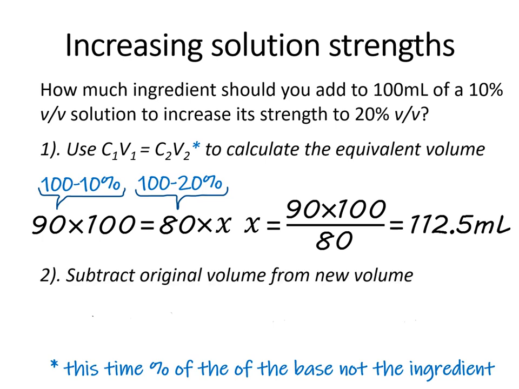Next, we need to subtract the original volume from the new volume in order to calculate the volume of ingredient to add. 112.5 milliliters minus 100 milliliters to give us a final volume of ingredient to add of 12.5 milliliters.